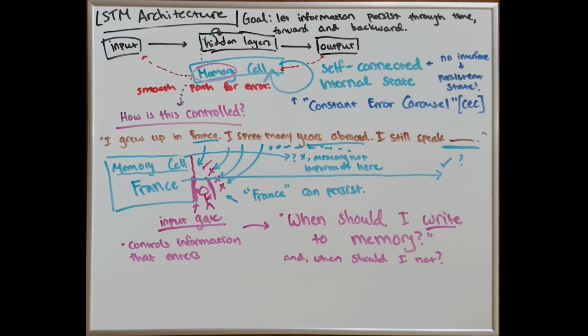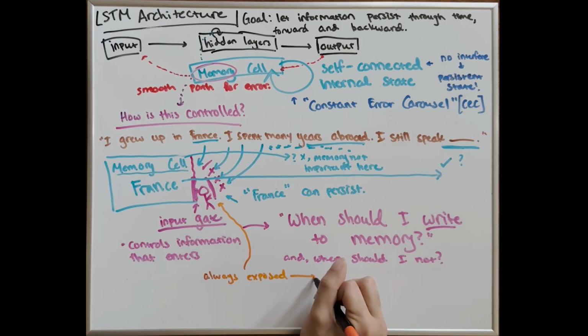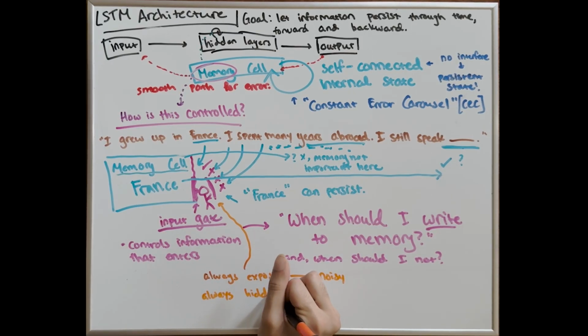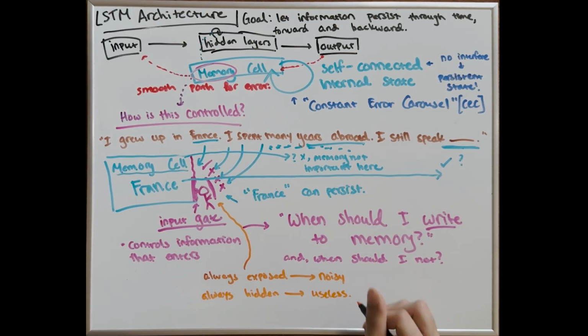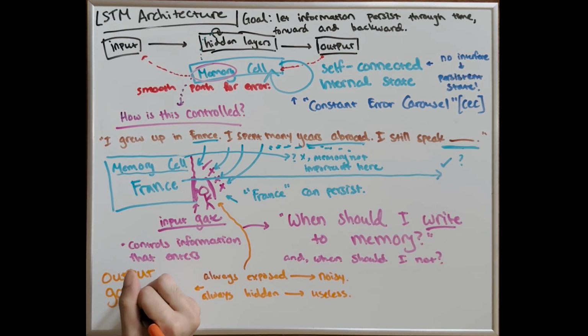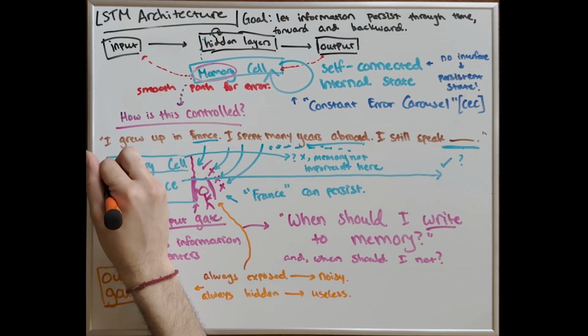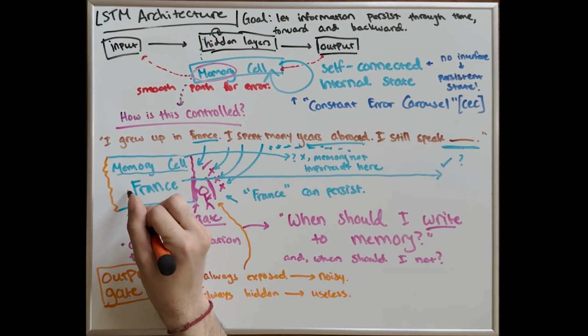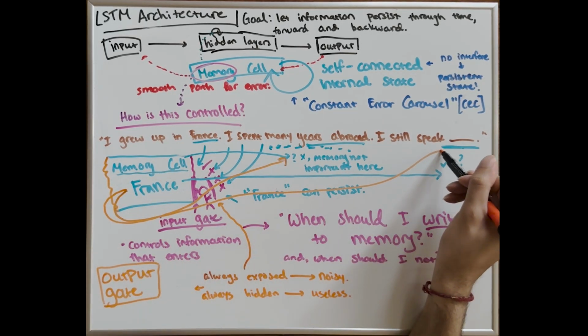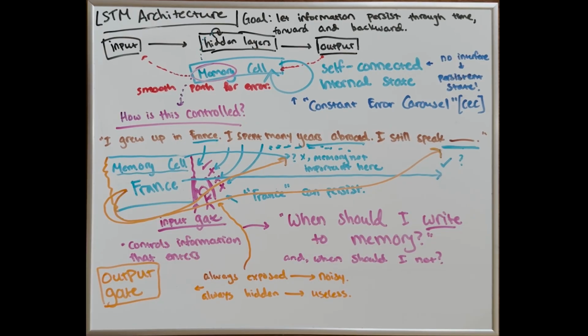So, the second problem is also a control problem. If stored information is always exposed, then the memory could just be disruptive noise. And if it's always suppressed, then storing it would be useless. This motivates the second control mechanism, the output gate. The output gate controls whether the contents of the memory cell are allowed to influence the rest of the network at the current time step. So now, the memory cell is not just storing information selectively, it's also retrieving information selectively.